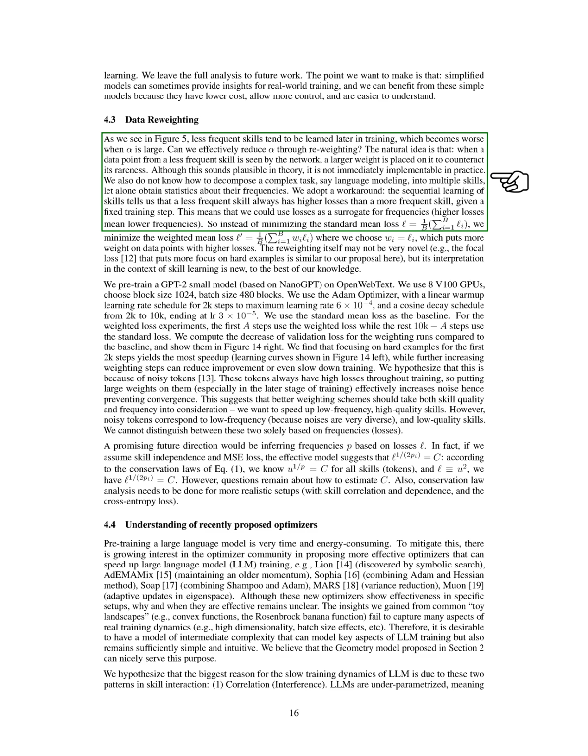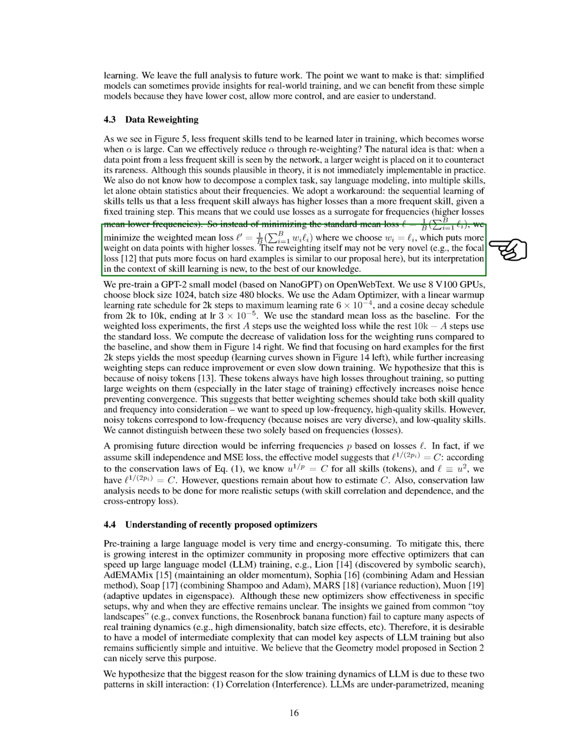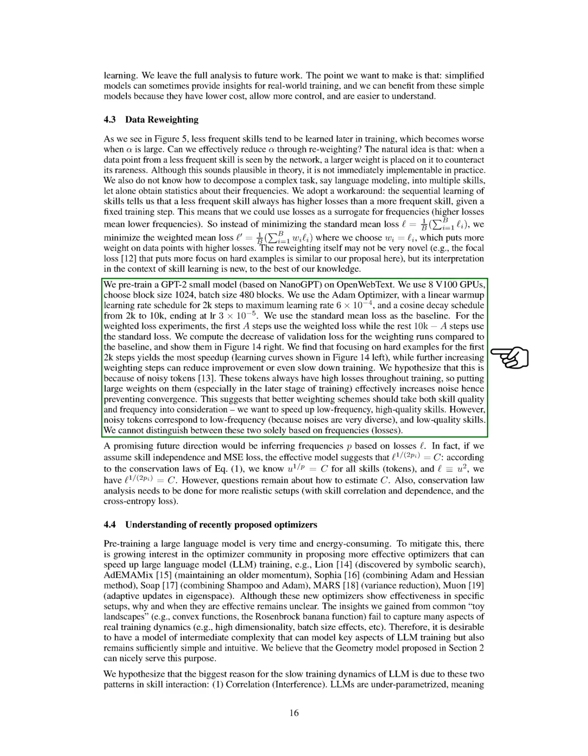However, implementing this idea is challenging, as we cannot easily break down complex tasks into individual skills or determine their frequencies. To address this, we use the observation that less frequent skills tend to have higher losses. Therefore, we minimize a weighted mean loss that emphasizes data points with higher losses. While this reweighting approach is not entirely new, its application to skill learning is unique. We pre-train a small GPT-2 model on OpenWebText using multiple GPUs and a specific learning rate schedule. We compare the performance of our weighted loss approach against the standard mean loss.